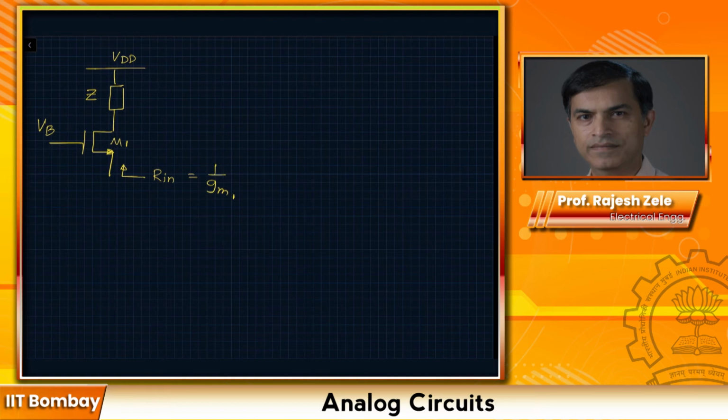First of all, what really matters is what's connected at the drain of the transistor. In this case, I have shown you there is a resistance called Z connected at the drain, and we can draw a small signal analysis to appreciate this. So go ahead and draw the small signal analysis for this circuit.